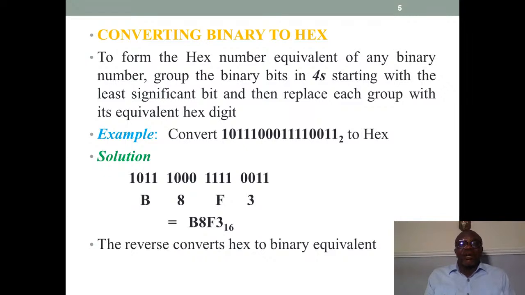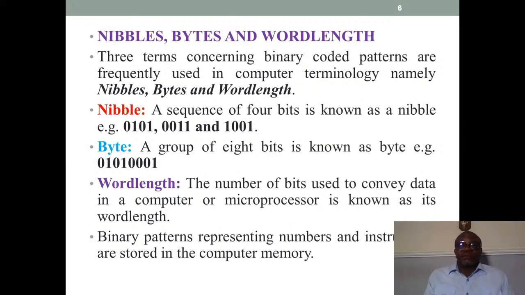If you want to do the reverse process, that is converting from hex to binary equivalent, you just put each of these hex numbers as its binary equivalent. It gives you what you want. Now, why do we bother ourselves to do this?